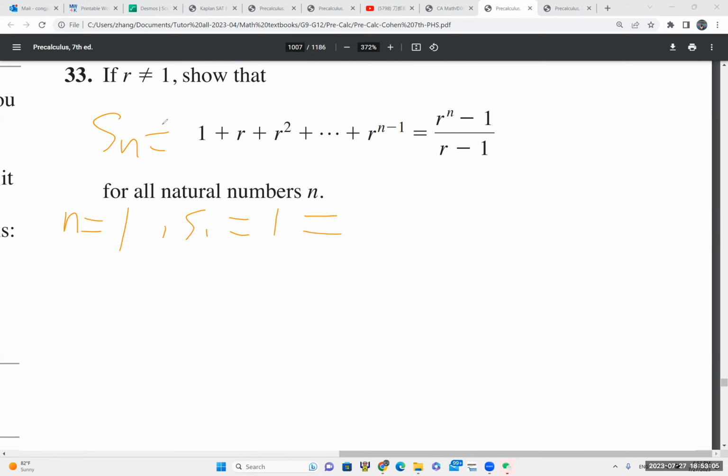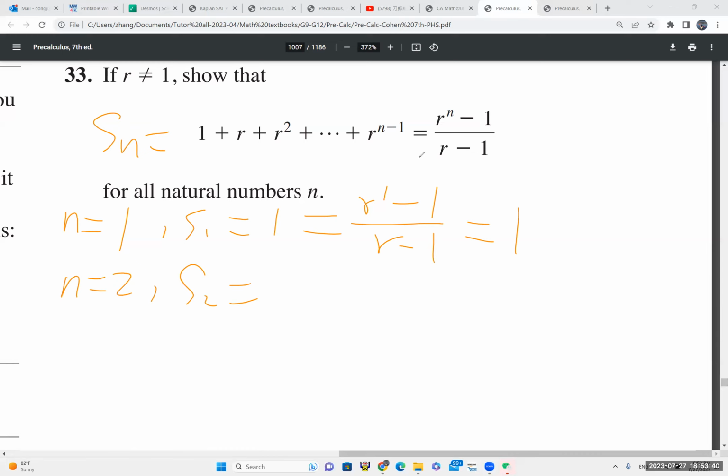Is this equal to R0? Because n is 1, so it's r minus 1 over r minus 1. So you say it's true, right? You can also check n equal to 2. If n equal to 2, S_n equal to what? Now n is 2, so we call it S2. S2 equal to what?